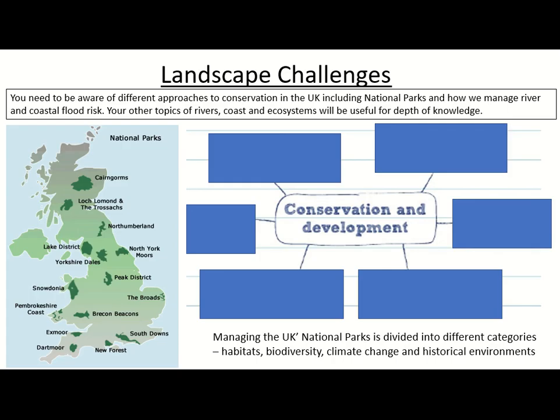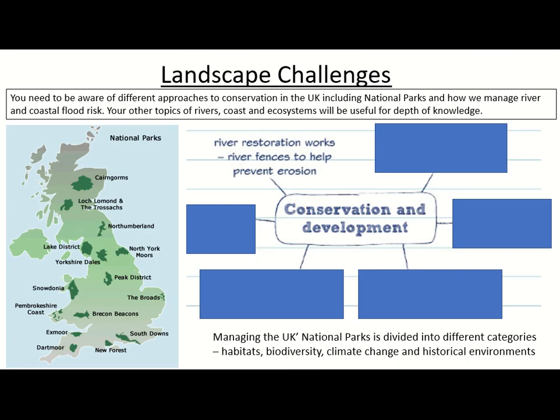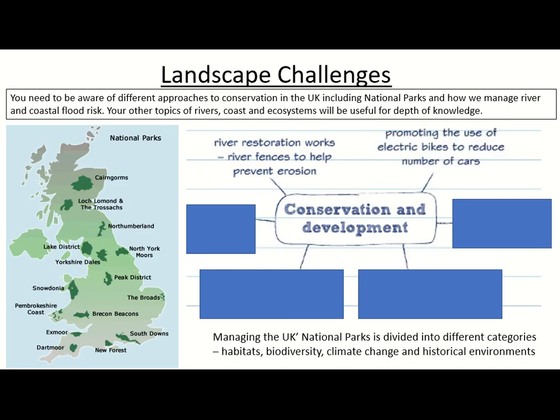So managing the UK's national parks is divided into different categories. Habitats, managing specific habitats, managing range of species, so biodiversity, managing climate change effects, and historical environments, so things like old houses and stuff. So things that you can do, restoration of rivers. So if you restore river areas, you put in things like river fences, that can help prevent rivers eroding, and therefore maintain the river as it looks currently.